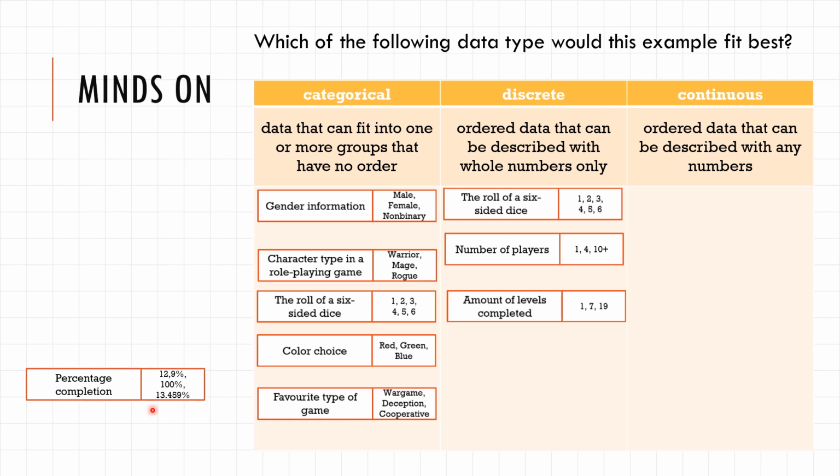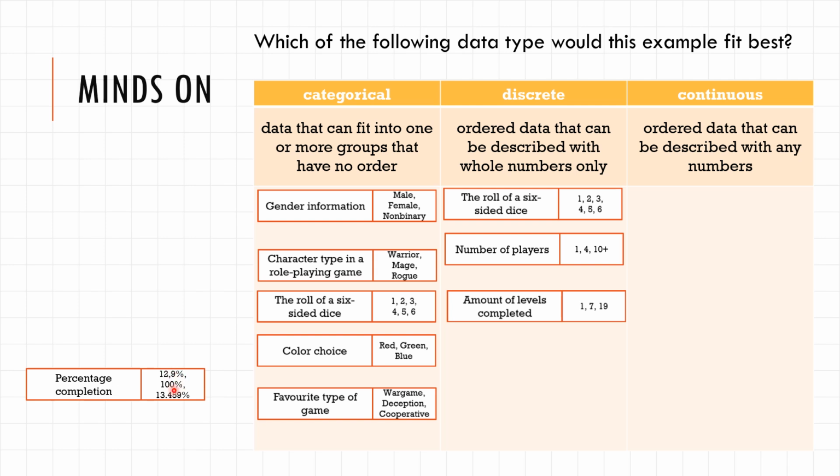Next up, we have percentage completion. So maybe you're working your way through a book or a game or a movie, and you might say, oh, I'm 100% done the movie. I watched the whole thing. I'm 100% done the game. I did everything that there is to do in this game. Whereas other people, oh, they might just be 12.9% done that game. Some people might be 13.459% done the game. What sort of data type would this be?